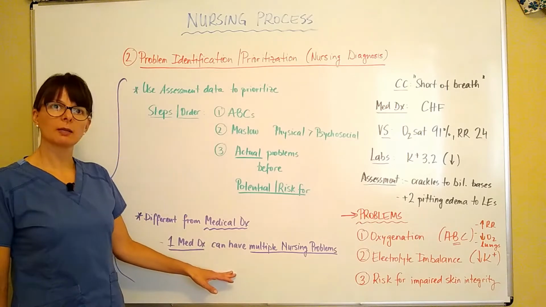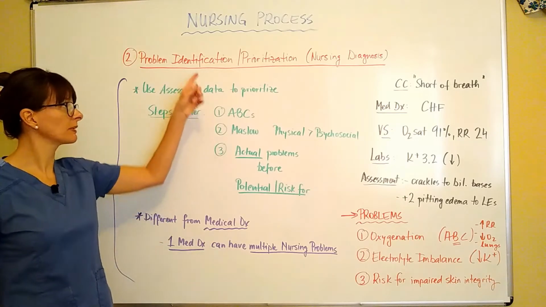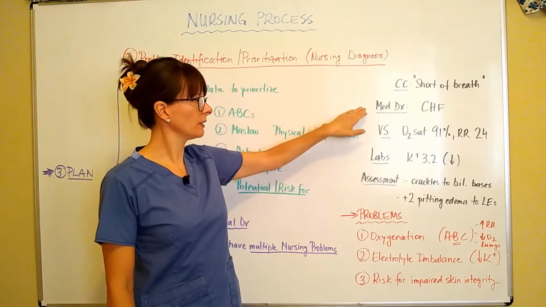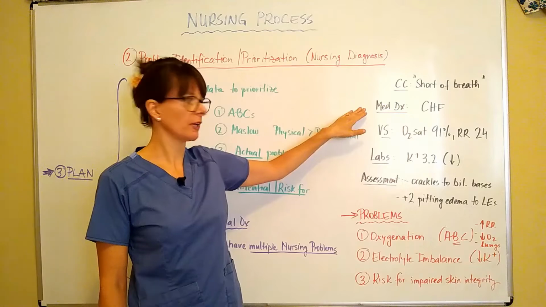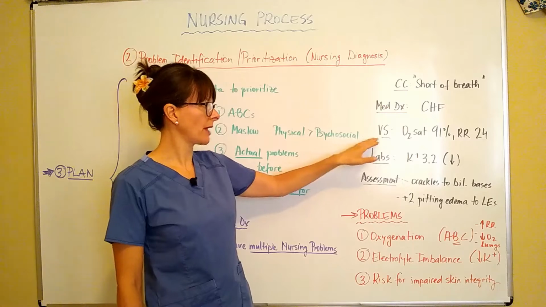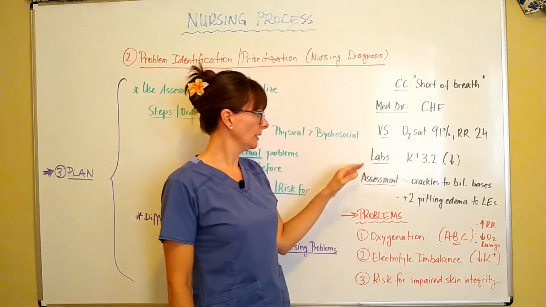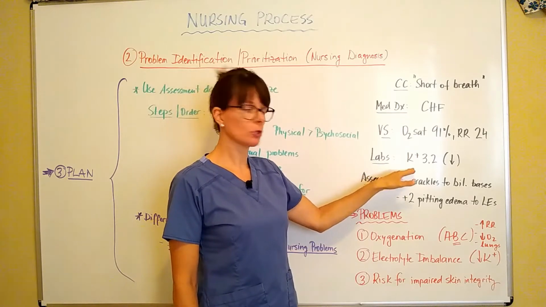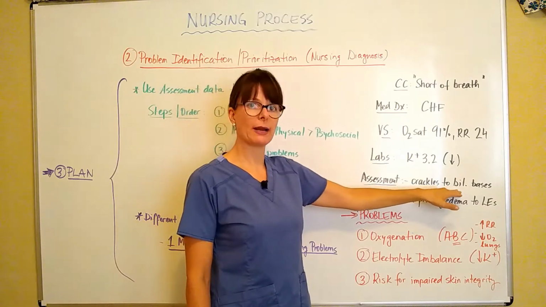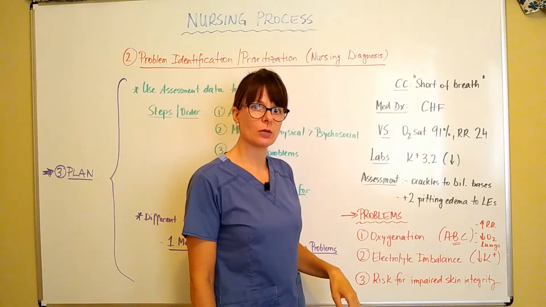Let's look at this in the example that we started in our first assessment video. The patient's complaint was short of breath. The medical diagnosis is congestive heart failure. When we performed the physical assessment, we found vital signs: O2 sat was 91% and respiratory rate was 24. Labs showed a potassium of 3.2, which is low. In the assessment, we found that the patient has crackles to bilateral bases in the lungs and +2 pitting edema to bilateral lower extremities.